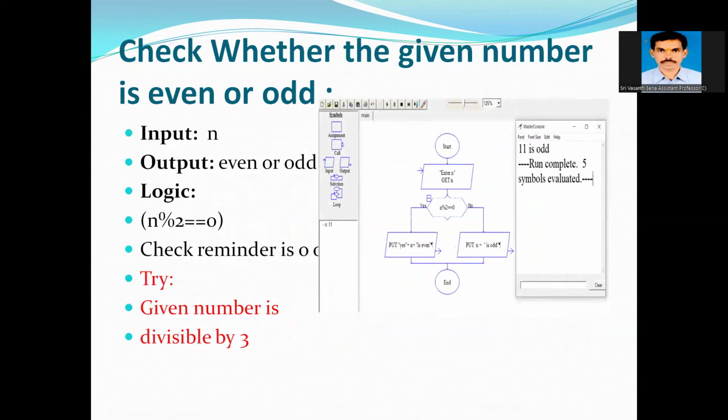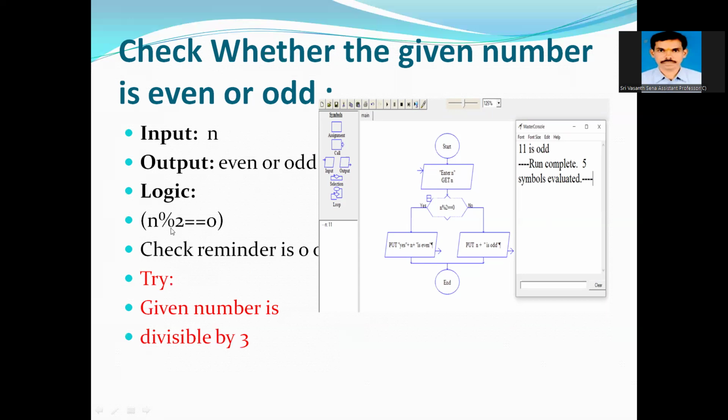Check whether the given number is even or odd. Suppose the question is to check whether the given number is even or odd. First of all, we need to read the number n. So this is my input. Now the output is that we need to get either even or odd.